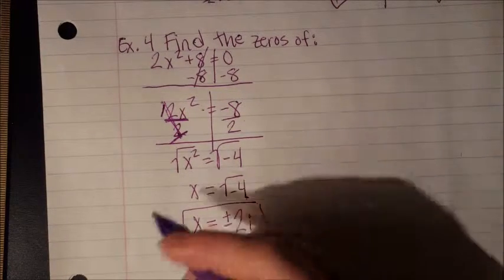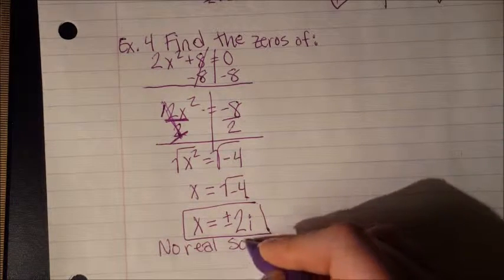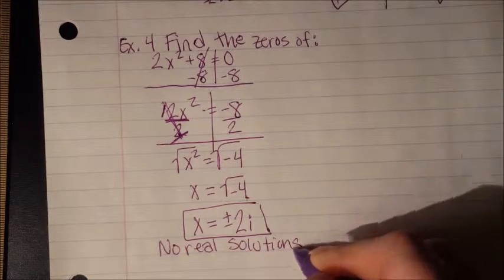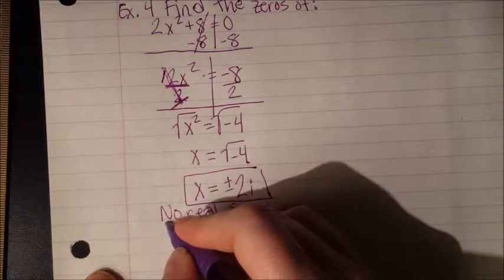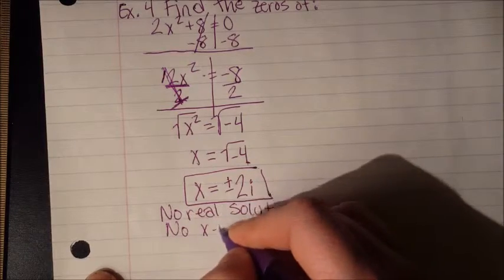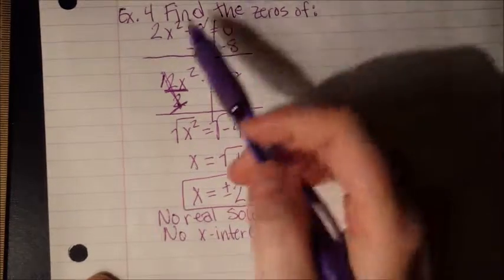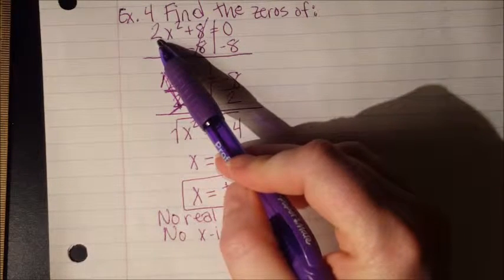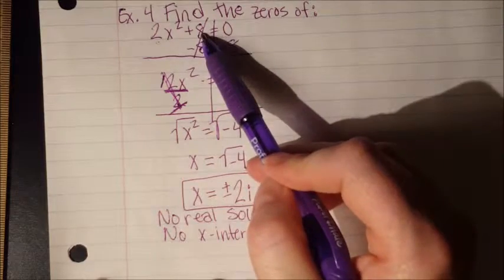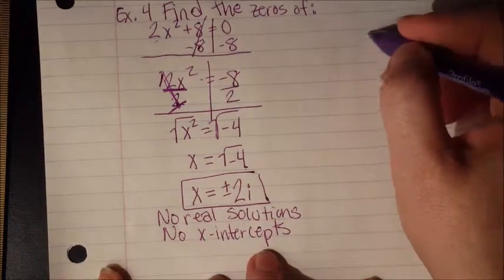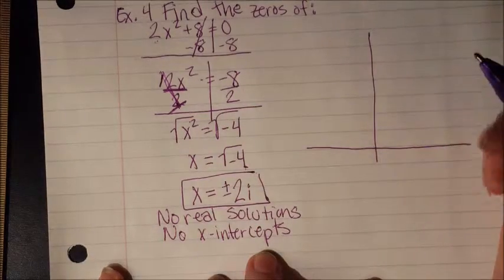And the reason it's imaginary is because there are no real solutions. And the reason there are no real solutions is because there are no x-intercepts. So this graph, I have an a of 2. Remember that multiplier of 2 makes it steeper. It's concave up because it's positive. This plus 8, the constant, is a vertical shift from the origin. There's no horizontal shift because I don't have any parentheses there.